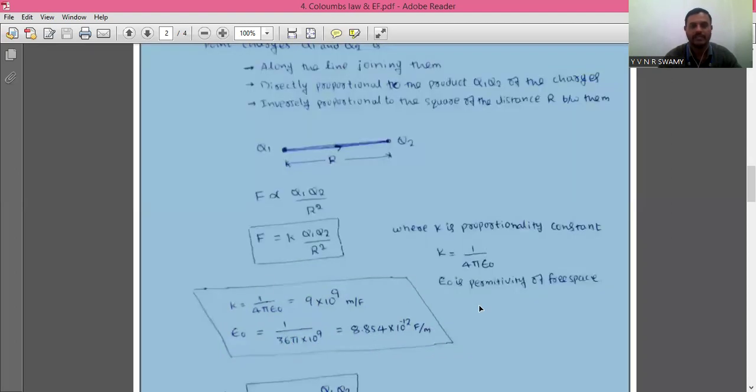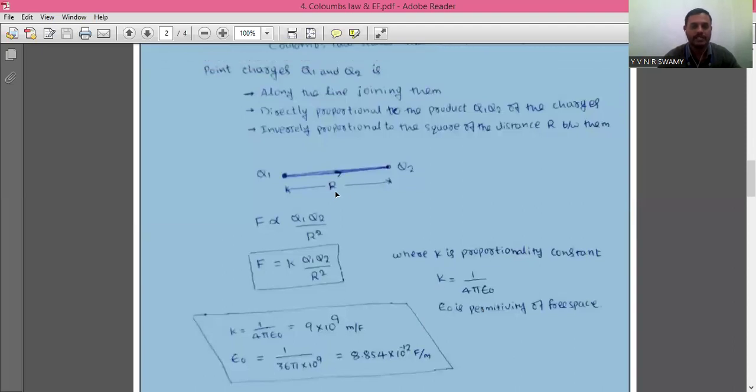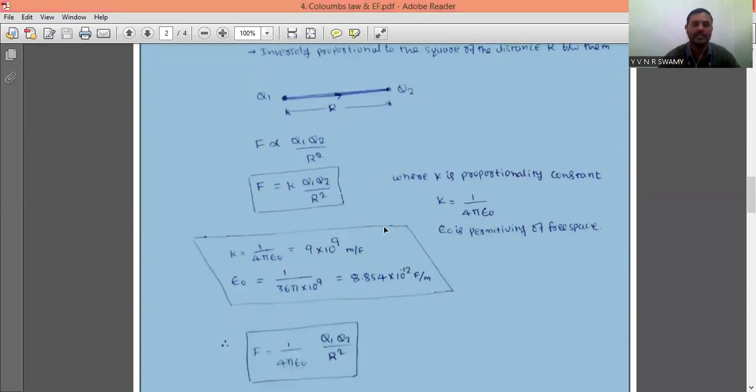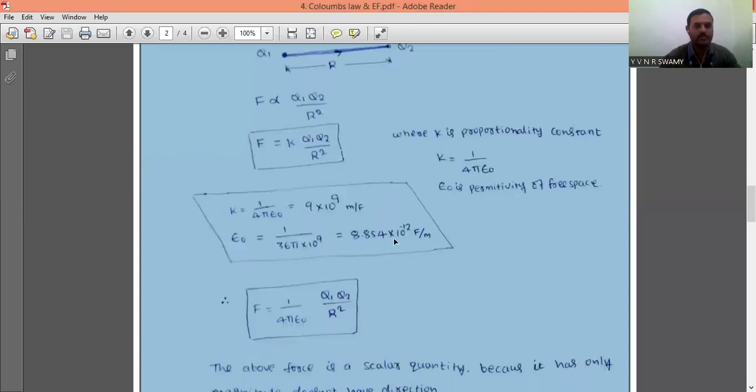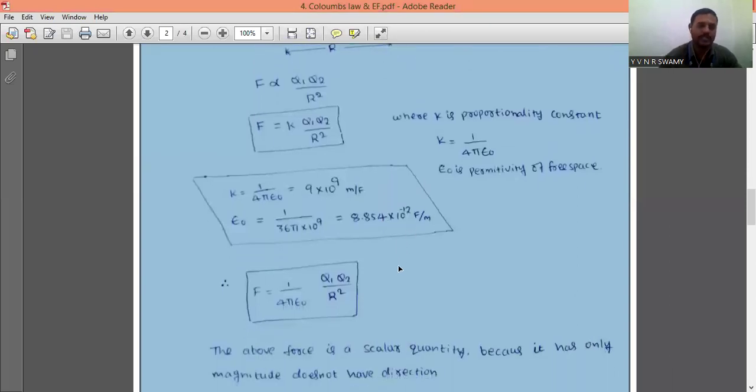That is Coulomb's law. What is Coulomb's law? Coulomb's law states that the force between 2 point charges is along the line joining them, directly proportional to the product of the charges Q1 and Q2 and inversely proportional to the square of the distance r between them. That is the force according to Coulomb's law. Therefore, F is equal to 1 by 4 pi epsilon naught into Q1 Q2 by R square.